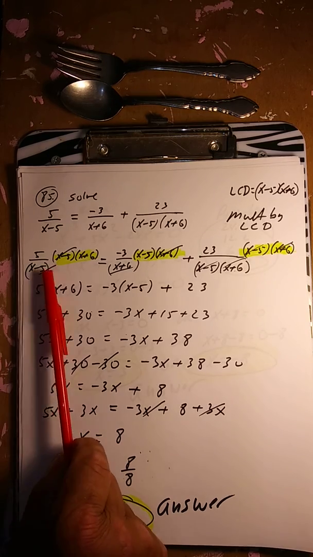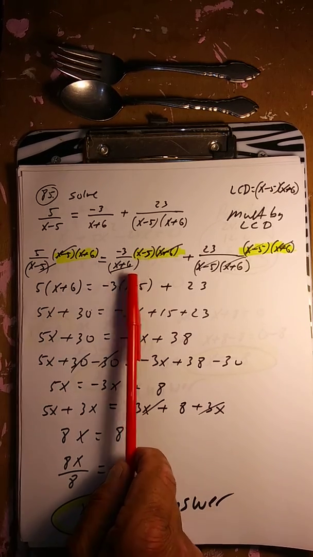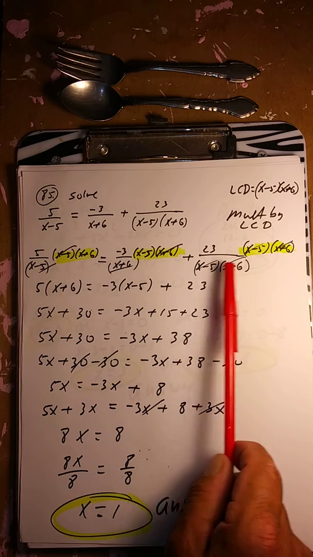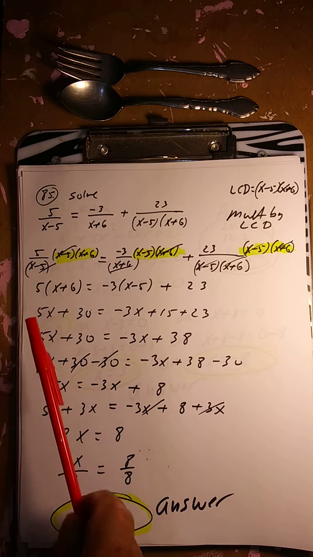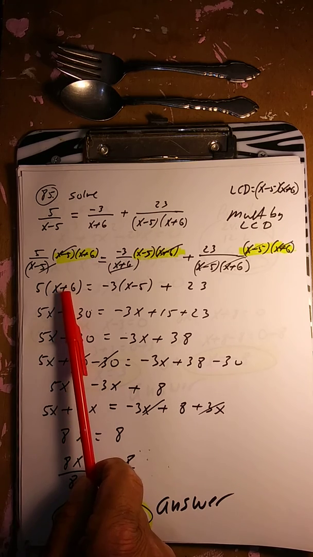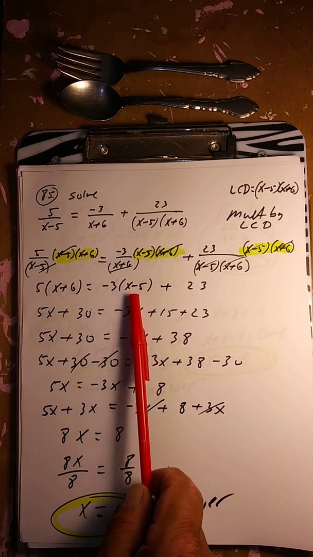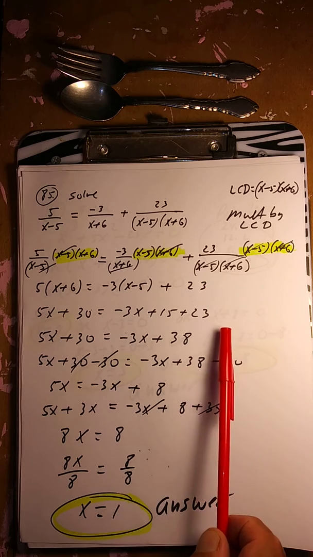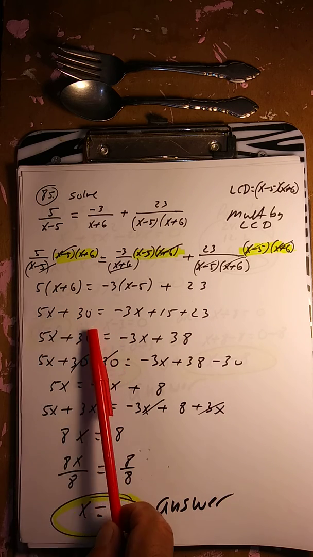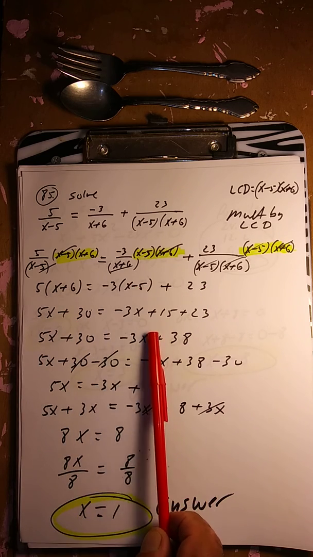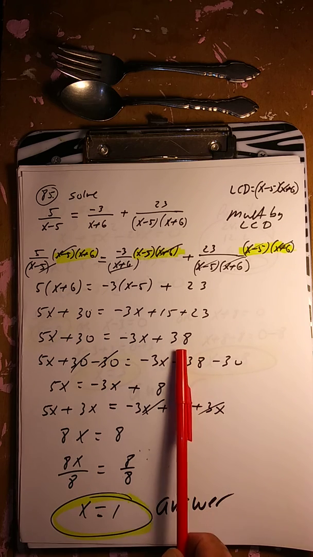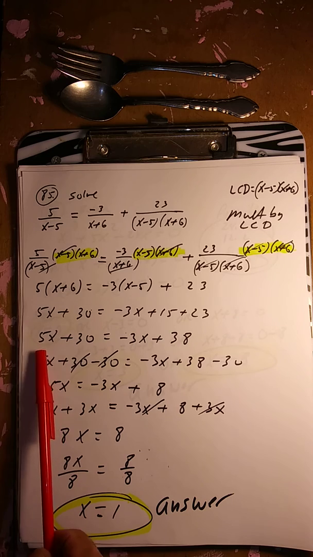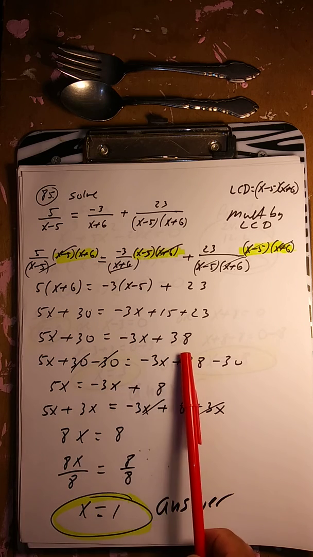So this x minus 5 cancels. This x plus 6 cancels. And now both of these cancel both of these. So now what's left over? We have 5 times x plus 6 left over equals negative 3 times x minus 5 left over plus 23 only. So this is going to be 5x plus 30, negative 3x plus 15. Copy it. So now put these together. That's 38. So now we have 5x plus 30 equals negative 3x plus 38.